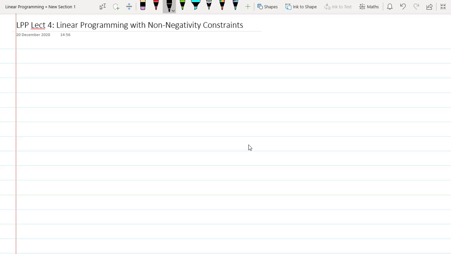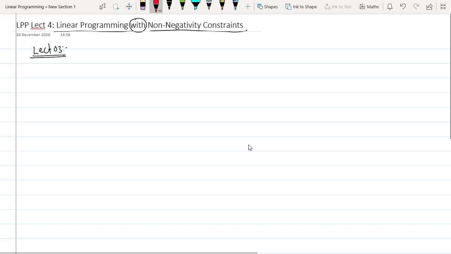So in this lecture, what we are going to study is linear programming with non-negativity constraints. Okay, see here, till lecture number 3, what you have observed is we have taken only two inequalities. From this class onwards we will be adding two more inequalities to that. Those two more inequalities will be called the non-negativity constraints.